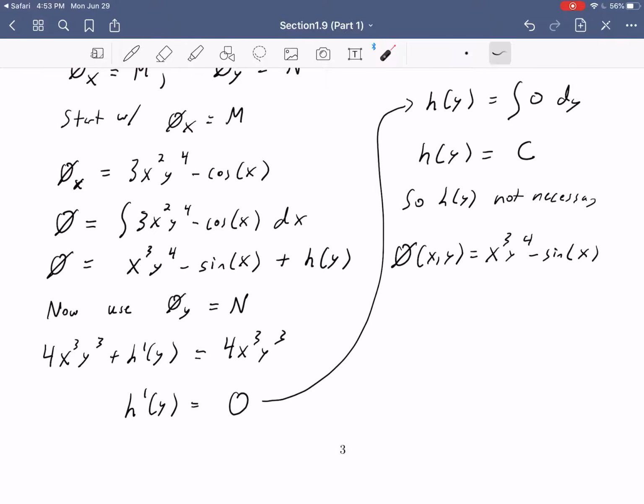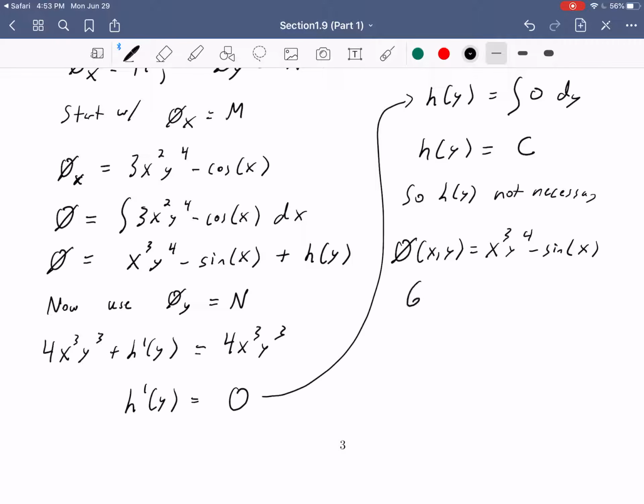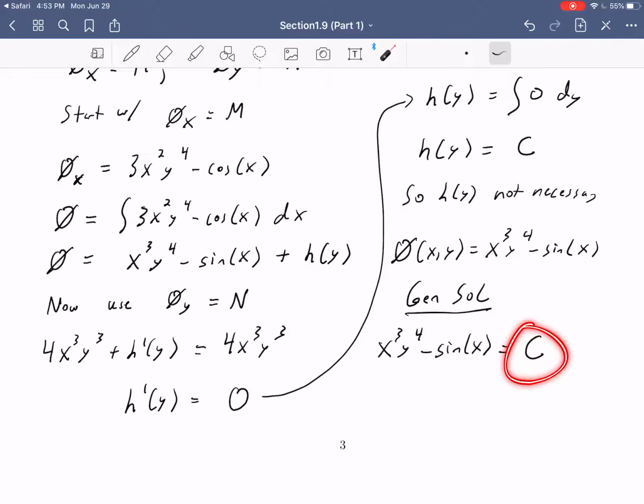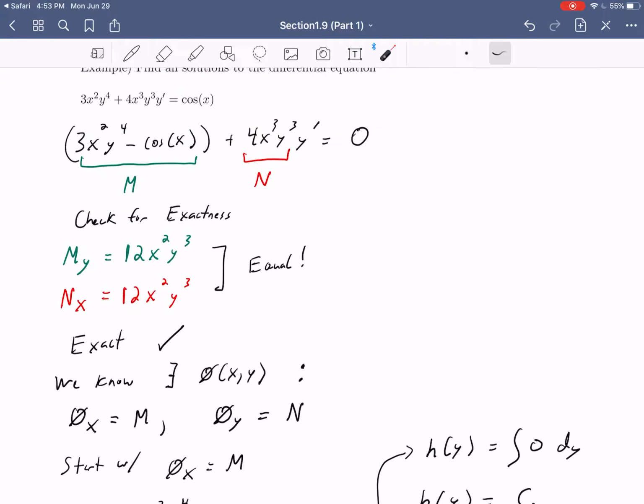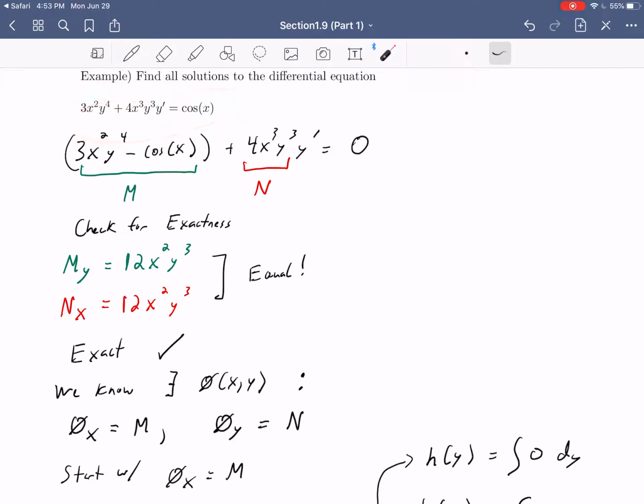So what this tells us is that our general solution is going to be the set of curves x cubed y to the fourth minus sine of x equals some unknown constant. And of course, this is a different constant than what we found there. Had we included this plus c, you would just bring it over to the other side, redefine this constant, and you'd get the exact same thing. So there we go. There's our general solution to this exact first-order differential equation.